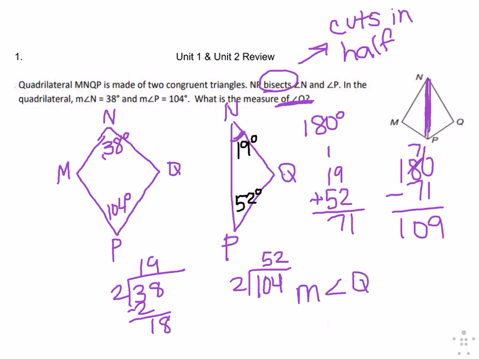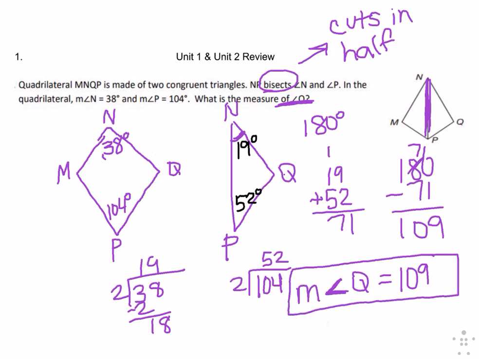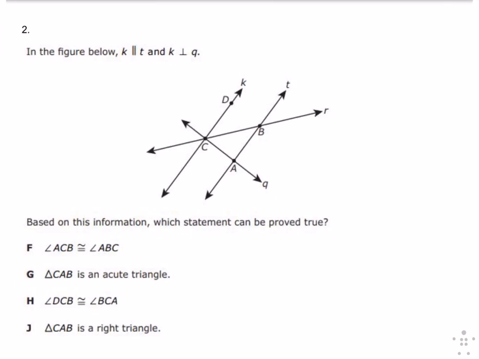And this notation, the lowercase m and then this angle symbol right here, just says the measure of angle, and we have the measure of angle Q is 109 degrees. All right, let's look at question number 2.